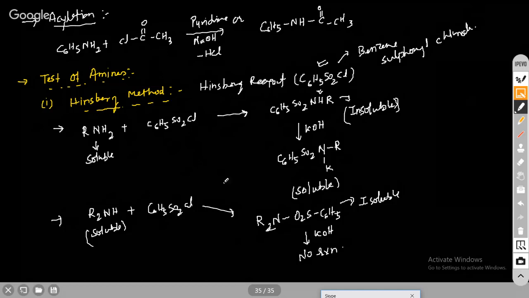All these reactions, whether first reaction or second reaction, take place because of this hydrogen. Tertiary amine, what happens with tertiary amine? Tertiary amine does not give this reaction, does not give this test. Tertiary amine does not react at all.